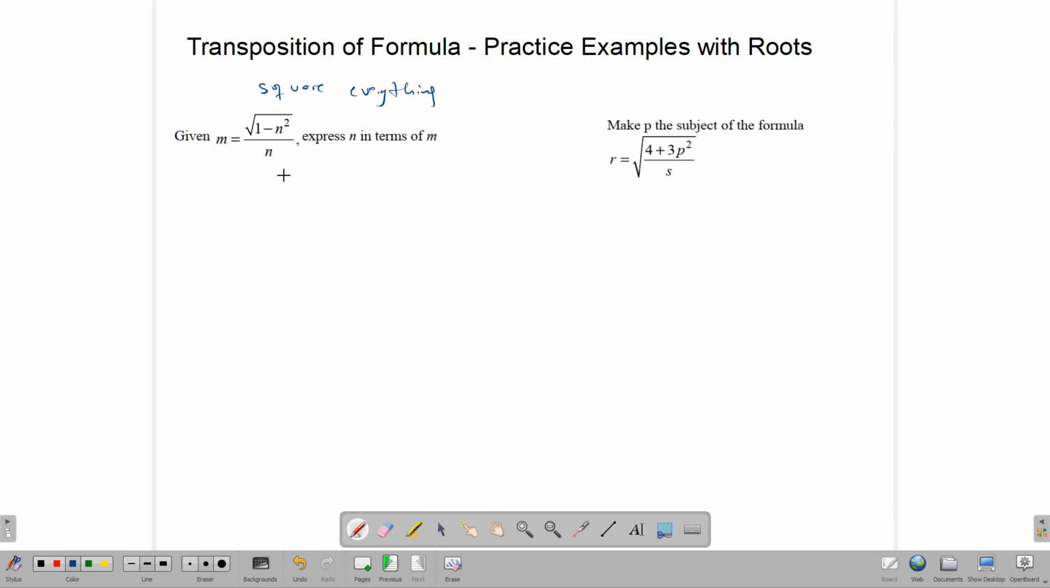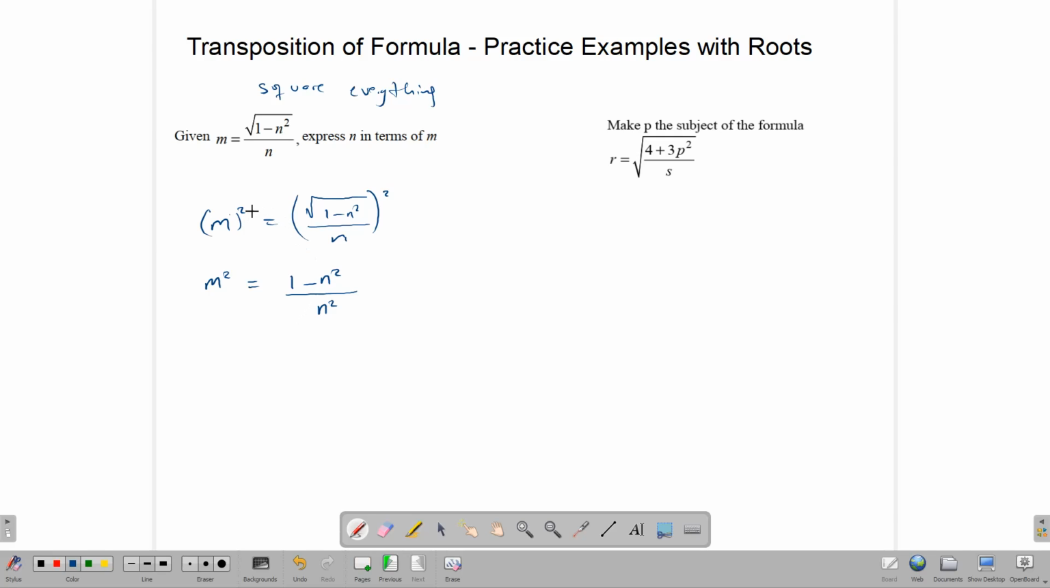We square everything. So we're going to square m, and we're going to square this side, the square root of 1 minus n squared over n. Squaring this side gives us m squared. And squaring this side in the numerator, the square will cancel the root, which means we're going to be left with 1 minus n squared. But this n was not under the root sign, so we're going to end up with n squared.